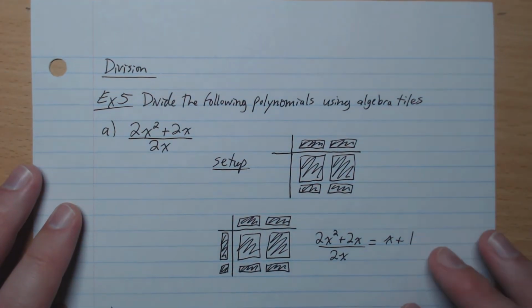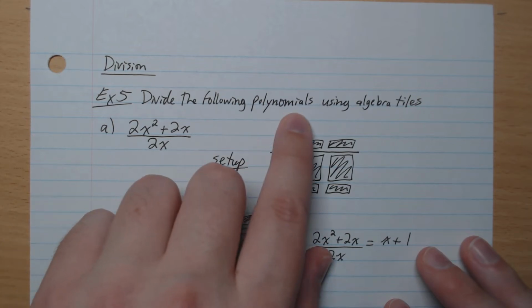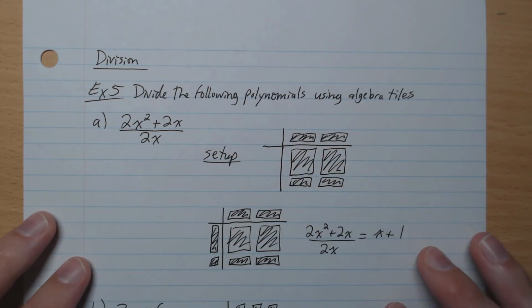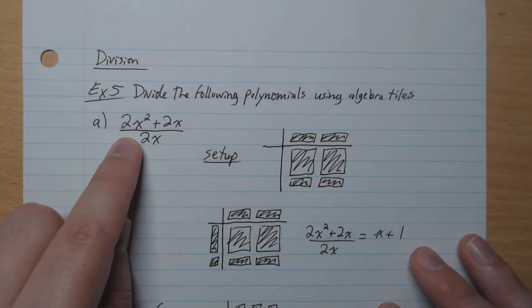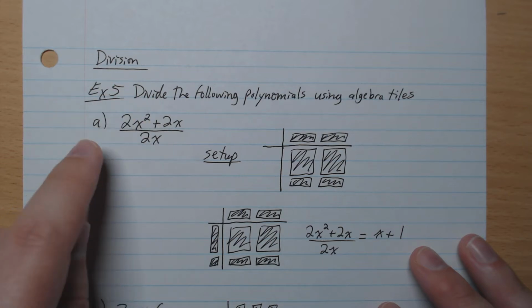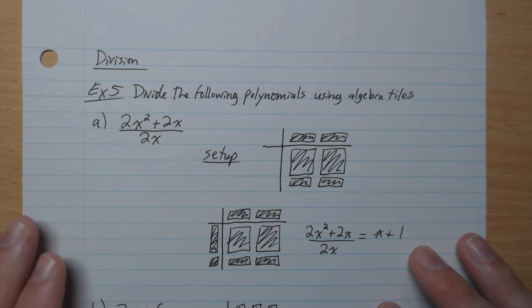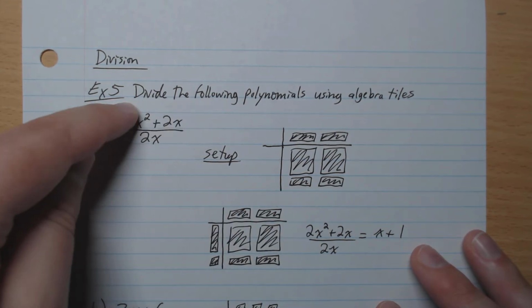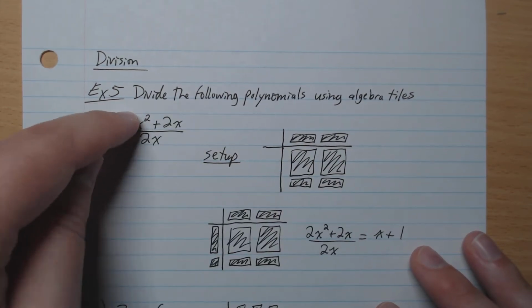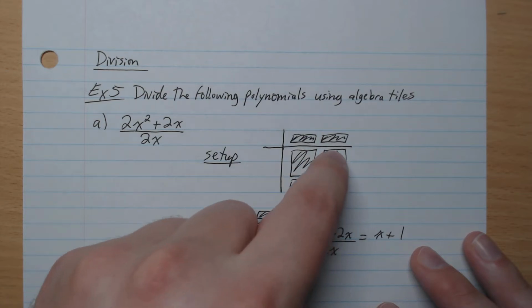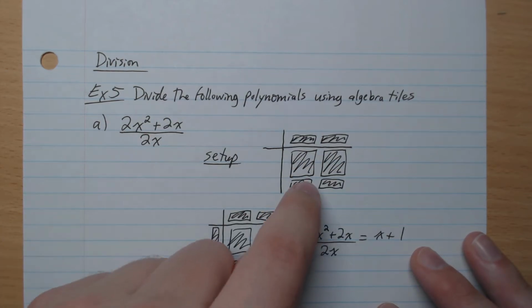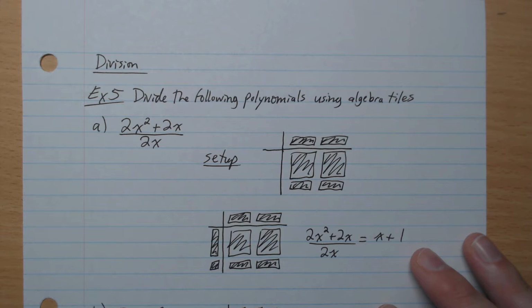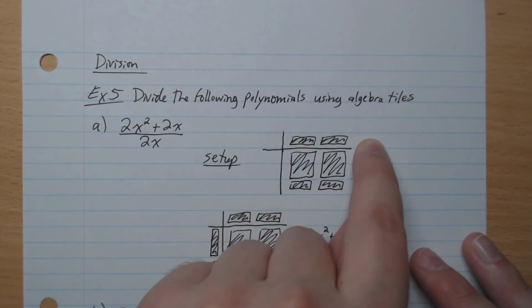Okay, last one, division. Divide the following polynomials using algebra tiles. So here we have 2x squared plus 2x, all of this divided by 2x. So here's our setup. Our innards is given, so 2x squared like that, so 1, 2x squared, plus 2x, 1, 2 like that, divided by 2x.